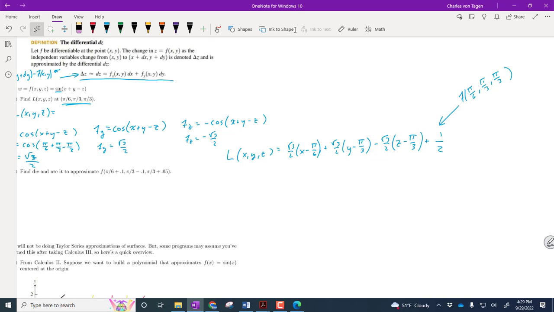So in this example, I should have prefaced this. In this example, I wanted to do a linearization of a function of 3 variables, as opposed to the first example we did, which was a linearization of a function of 2 variables. How are we doing, folks?